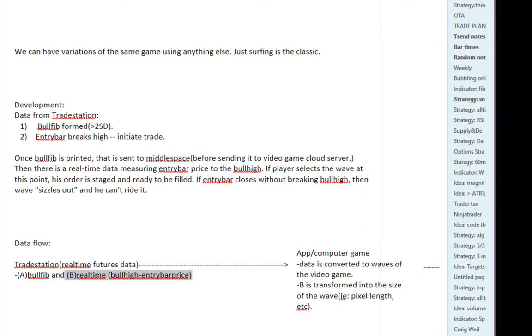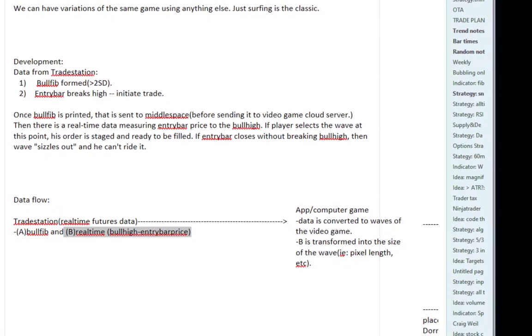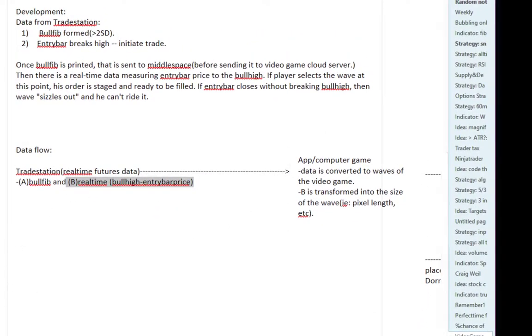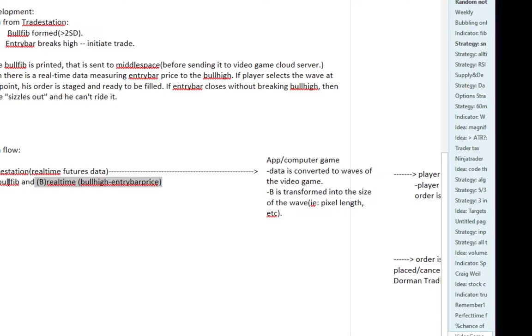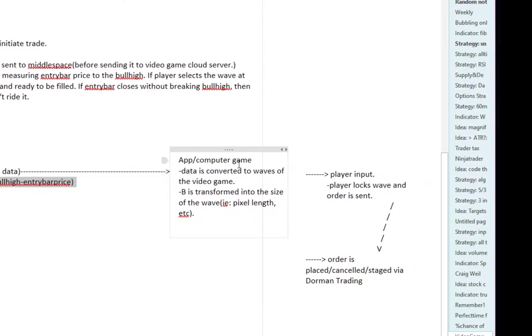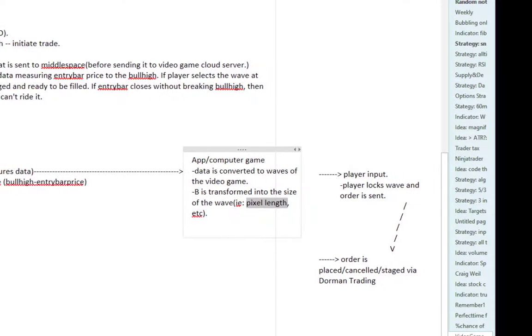I think that's all I had. The data would flow from TradeStation or the futures market data, and we get that real-time data and the bull high, and we send that immediately to the video game. That data is converted into waves of the video game, and it's transformed into the size of the wave, which converts into pixel length and all that. I don't know how to do any of that, but that data needs to be translated into a visualized 2D, very quick video game, basically. It doesn't have to be pretty.